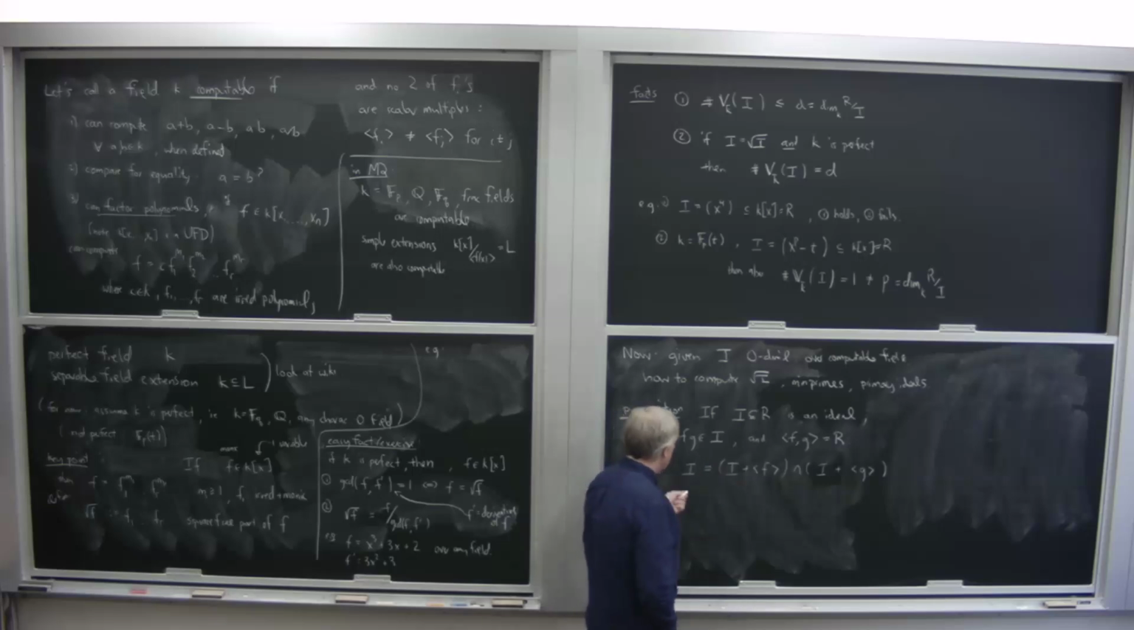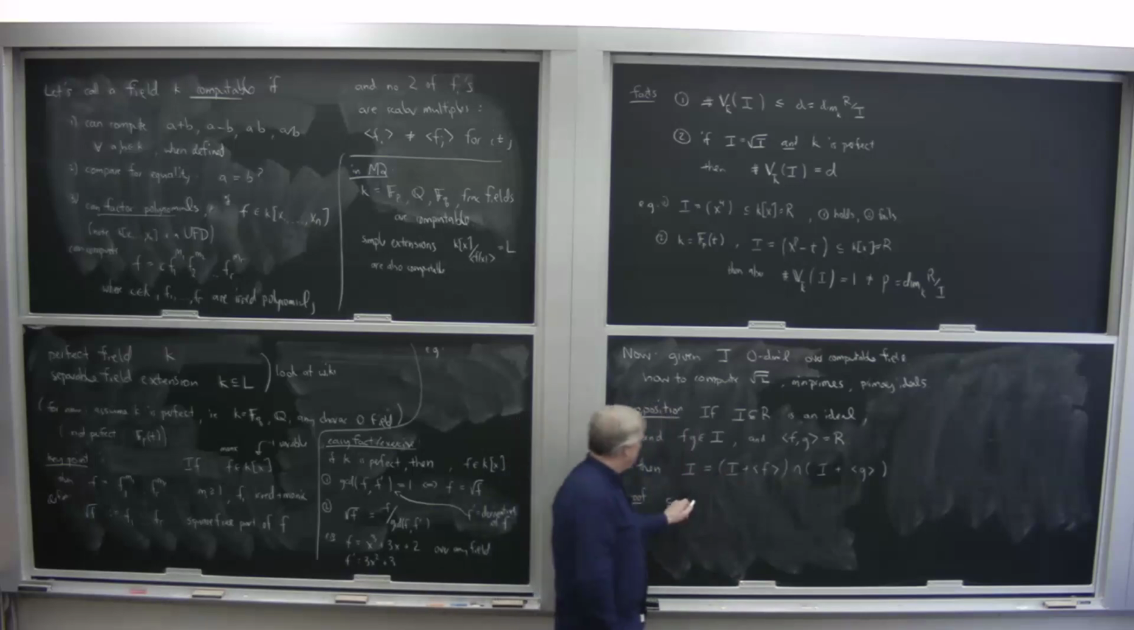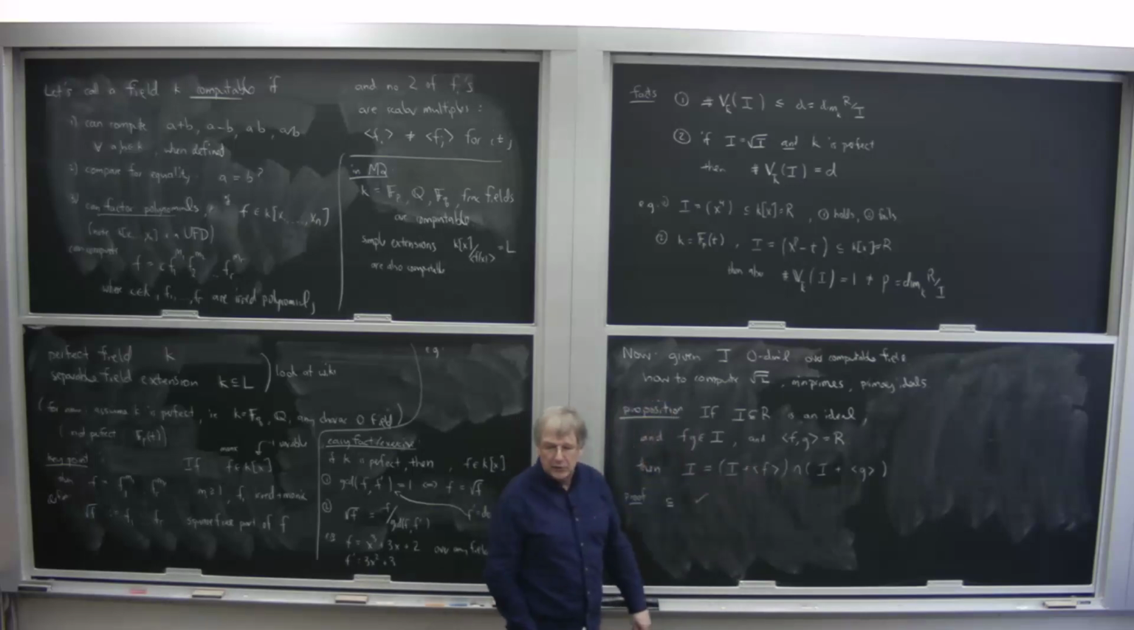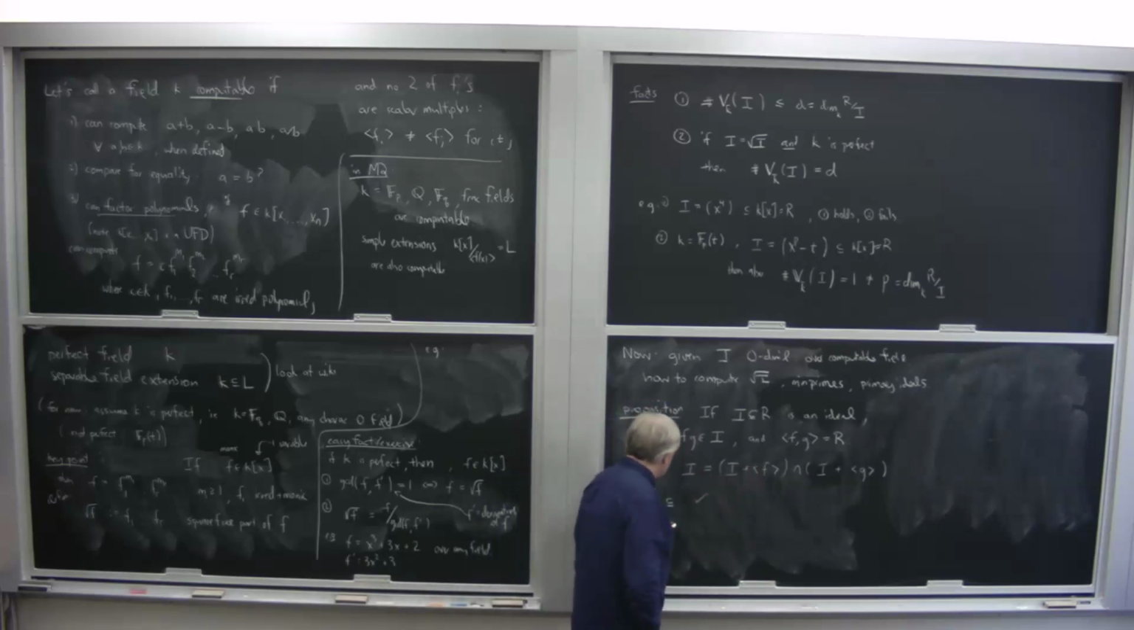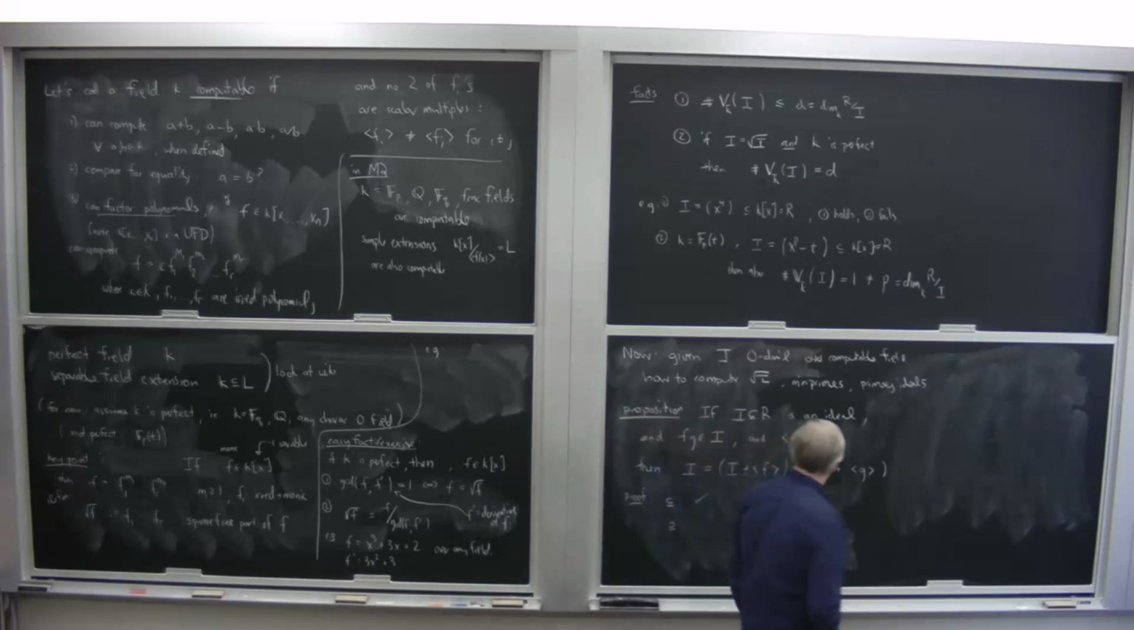But how do I show this? Well, I'll do the easy side. I is certainly contained in both of those, so that's okay. The question is how do we go the other way? Suppose that I have an H that is in I plus F and it's in I plus G.